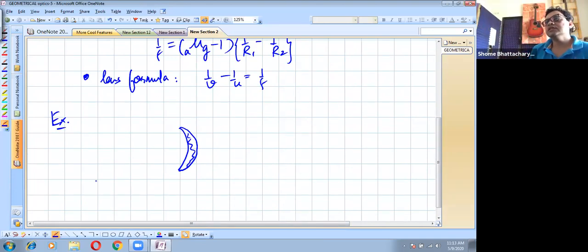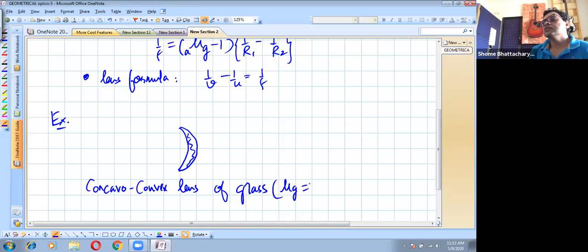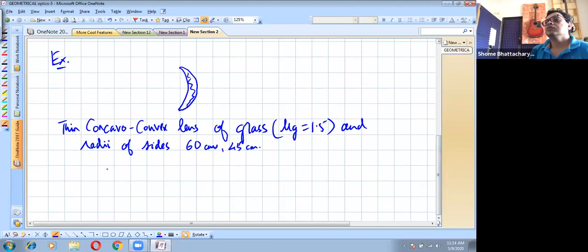We have a concavo-convex lens. Glass of refractive index 1.5 as usual, and the radii of curvature are 60 centimeters and 45 centimeters. So the first thing we have to do here is find the focal length.